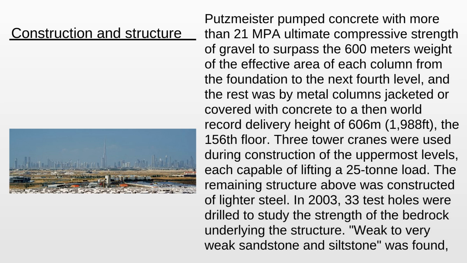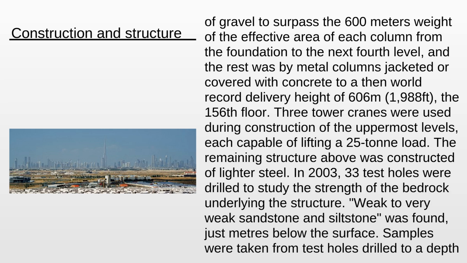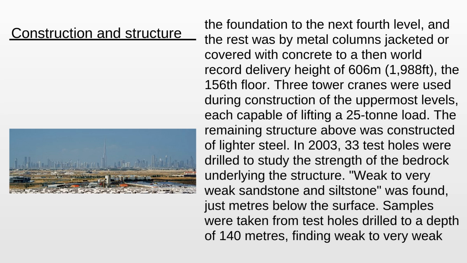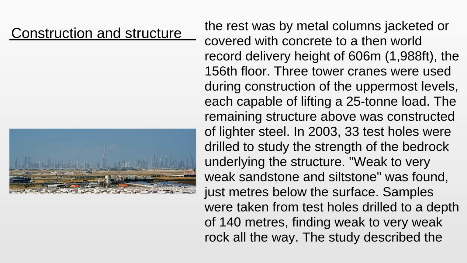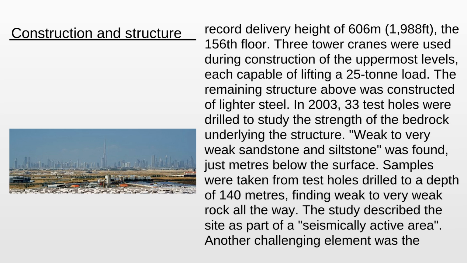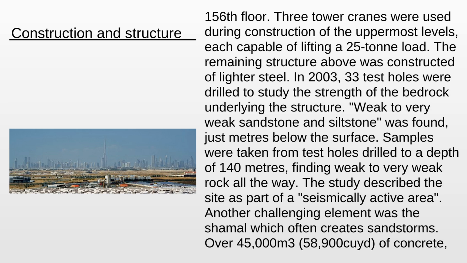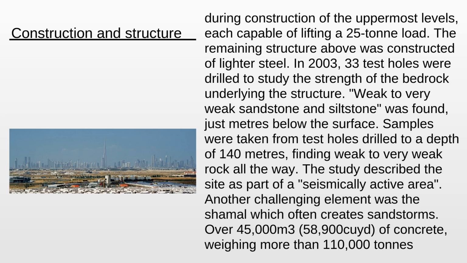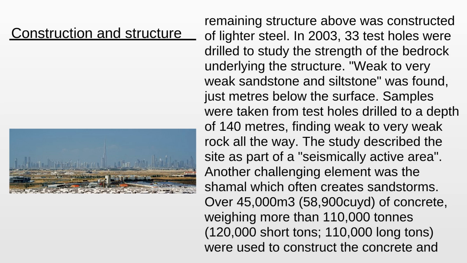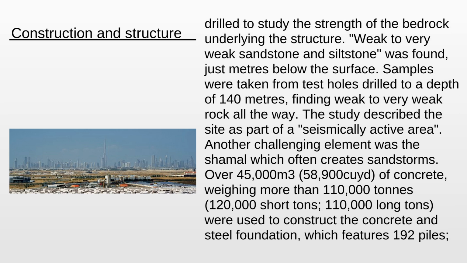In May 2008, Putzmeister pumped concrete with more than 80 MPa ultimate compressive strength to surpass the 600 meters weight of the effective area of each column from the foundation to the next 4th level, and the rest was by metal columns jacketed or covered with concrete to a then world record delivery height of 606 meters, 1,988 feet, the 156th floor. 3 tower cranes were used during construction of the uppermost levels, each capable of lifting a 25-ton load. The remaining structure above was constructed of lighter steel.